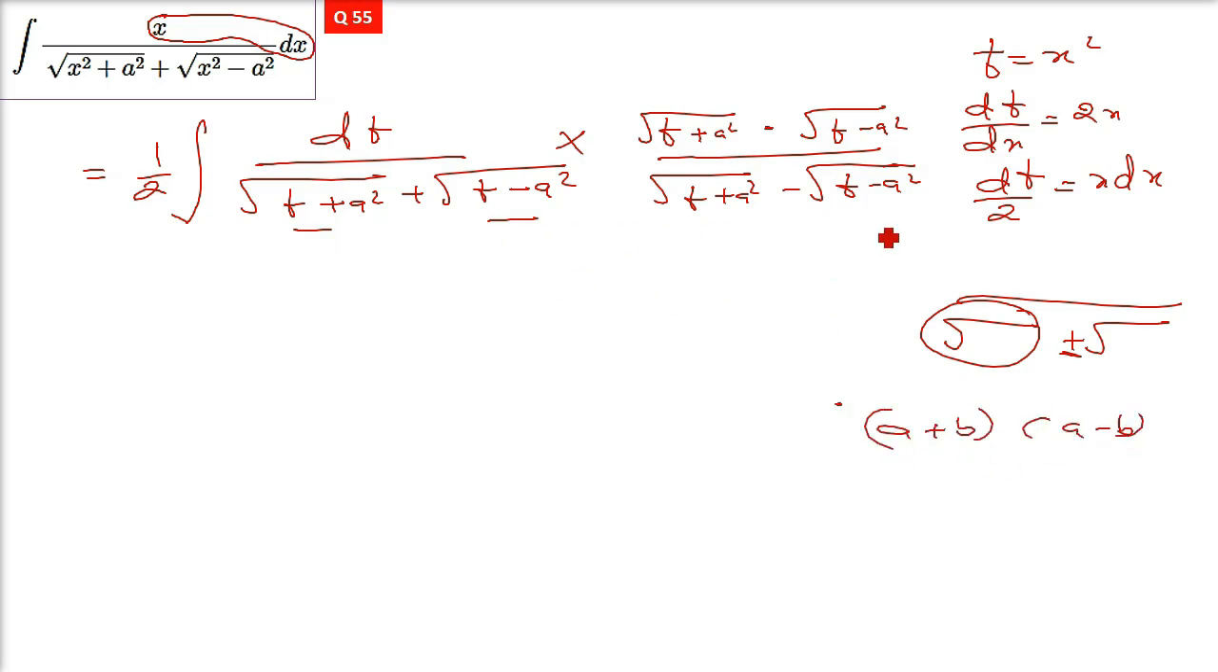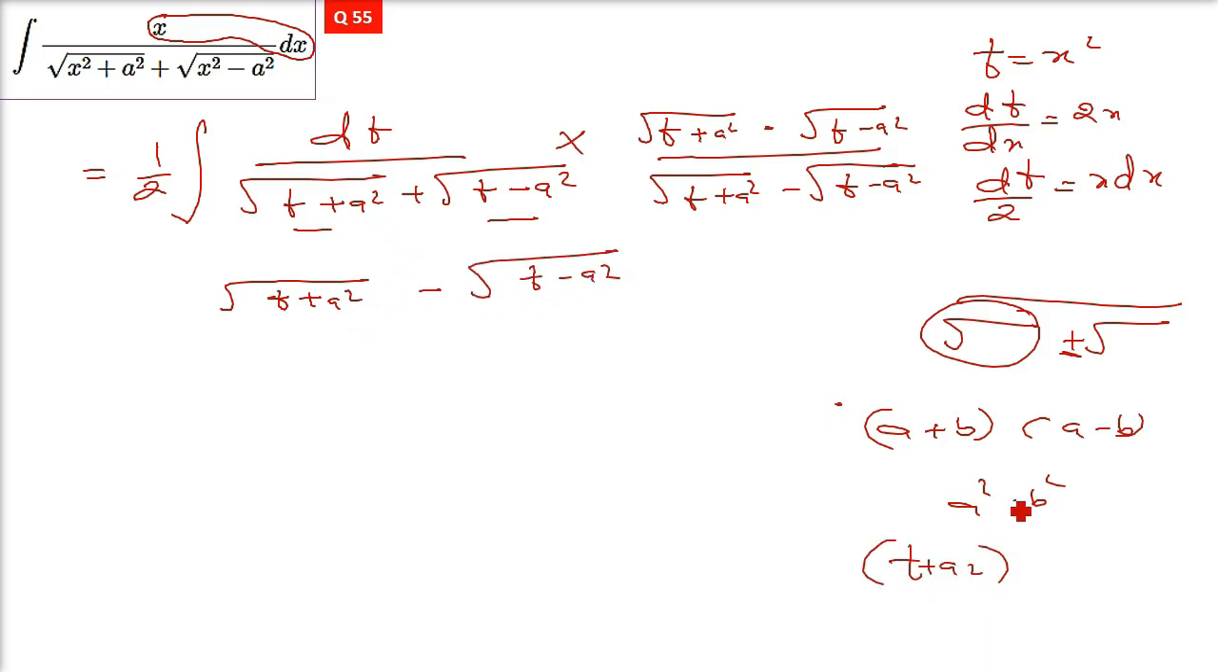It's a squared minus b squared. So when you do this a squared minus b squared, you'll get t plus a squared minus t minus a squared. What is in the numerator? See, t plus a squared minus t minus a squared is in the numerator. The denominator will give you t plus a squared, and you subtract this now. Because under root t plus a squared, whole squared, is t plus a squared only. And t minus a squared will be under root, you can just get rid of. So t plus a squared minus t plus a squared, t gets cancelled, you get 2a squared.